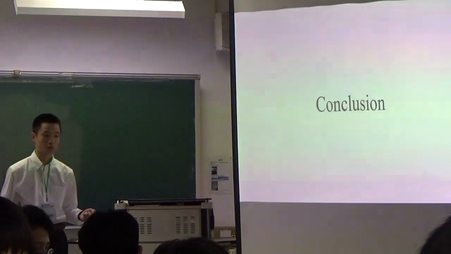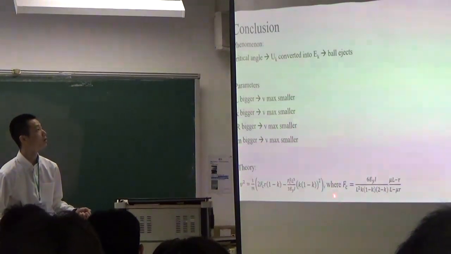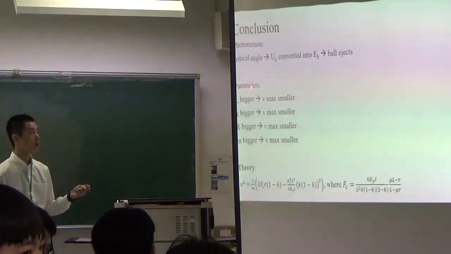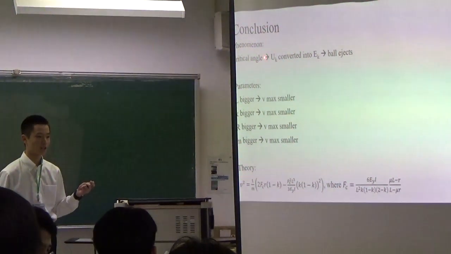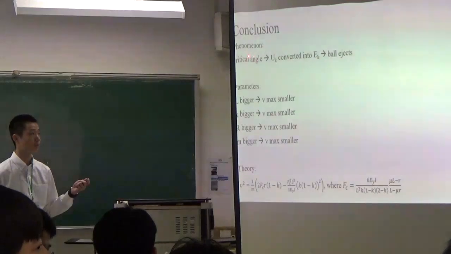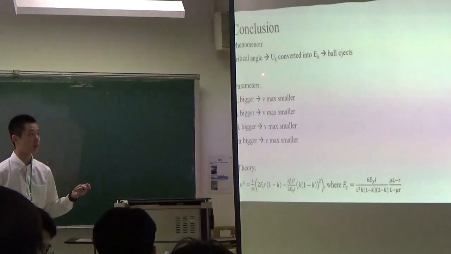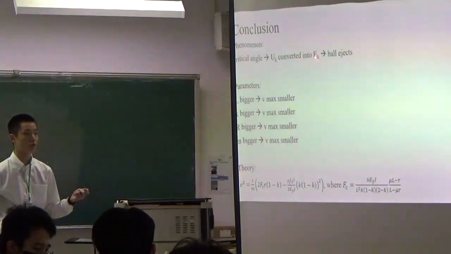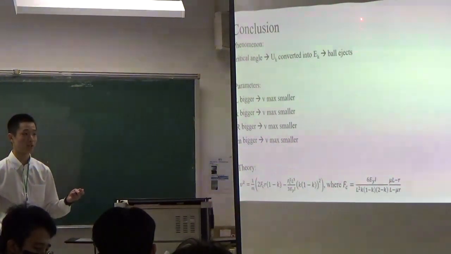The final part is the conclusion. The first conclusion is about phenomena. If we want to eject a ball, first we have to make the angle between two rulers reach the critical angle. And then the ball starts to move, thus the elastic potential energy is converted into the kinetic energy of the ball. And the ball ejects at high speed.